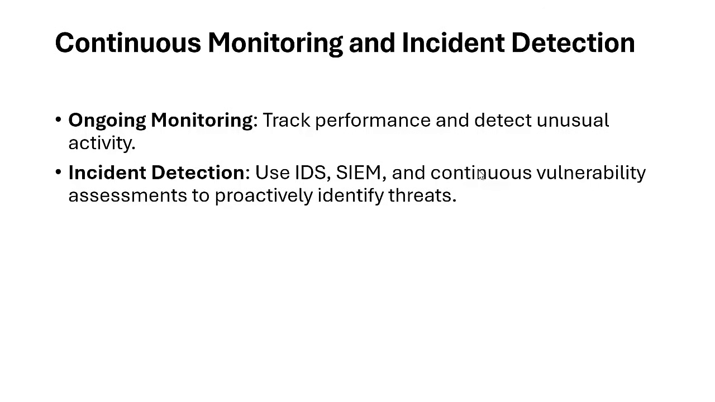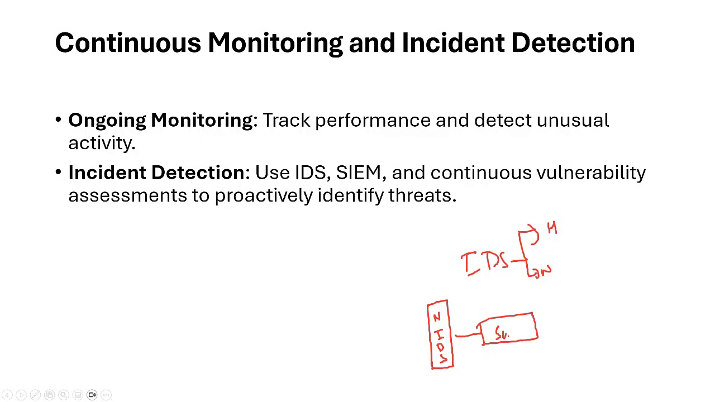For incident detection, we use IDS and SIEM. I already discussed IDS, the intrusion detection system, and there's a dedicated video I made on that. In IDS, we have two things. One is called a host-based IDS, and one is called a network-based IDS. Let's say, for example, this is my NIDS, which I install on the border of the network. Then we have a switch here. Then we have system A, system B, and system C.